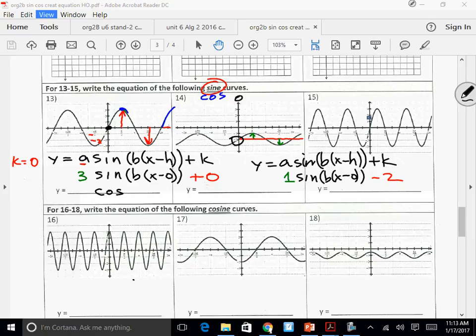On this problem here, it's going to still be a 3. On this problem over here, you're still going to have a 1. You are still going to have a 0, and you are still going to have a 2. Sine or cosine, the A and the K stay the same. What's going to change is something with that H. That H has to change. So let's see if I can help you out here.